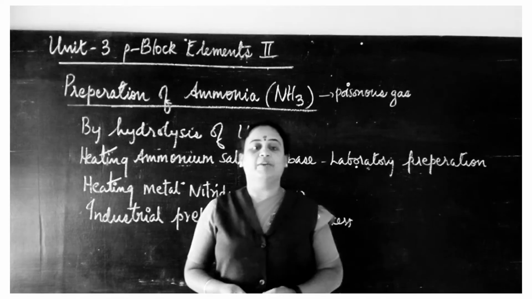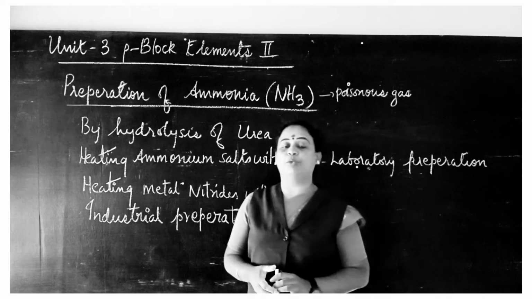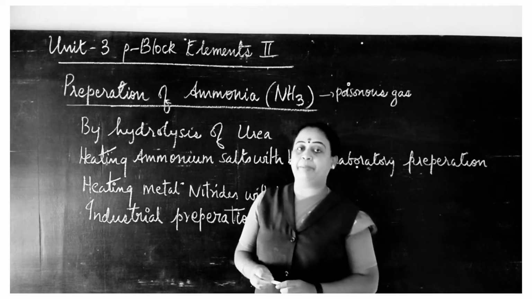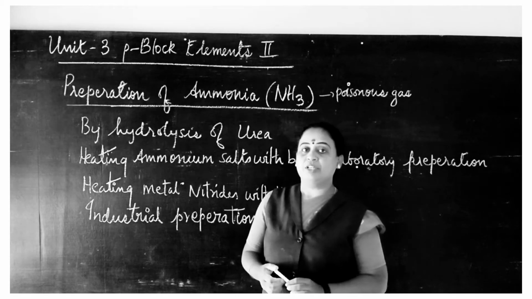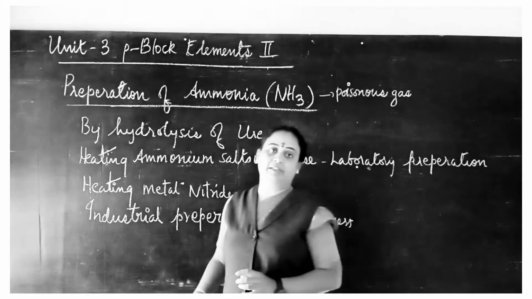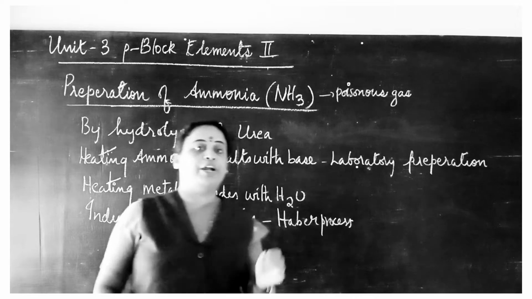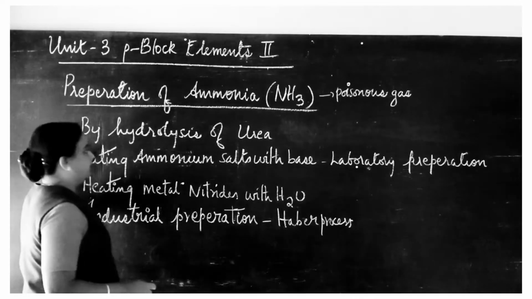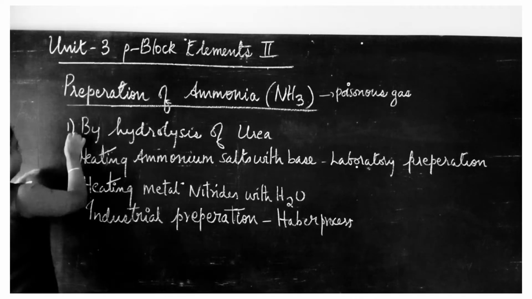Hello students, now let us see how ammonia is prepared. Preparation of ammonia. Ammonia is prepared by different methods, so let us see them one by one. The first method is by hydrolysis of urea.